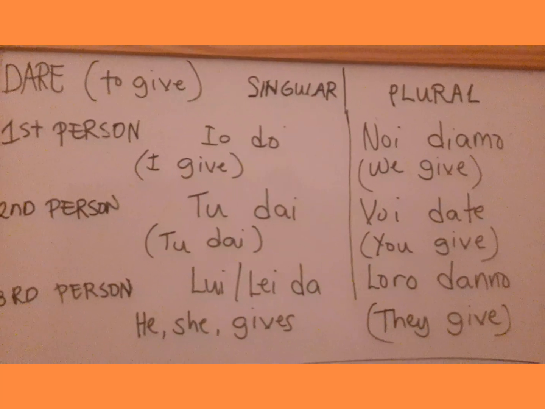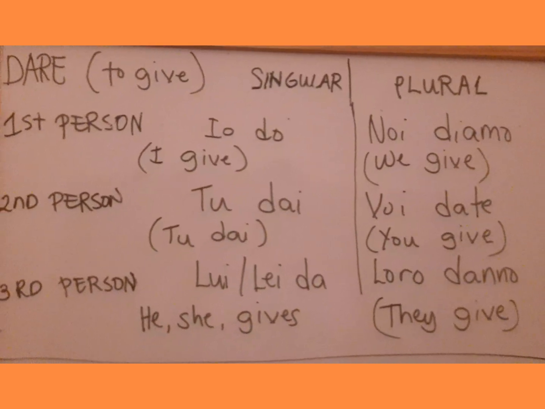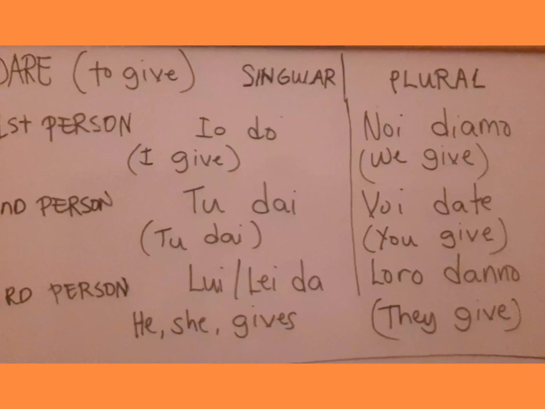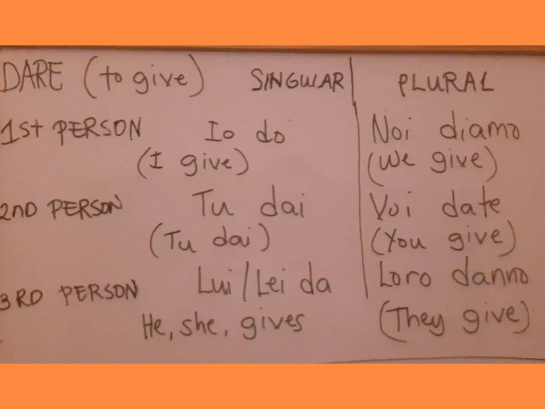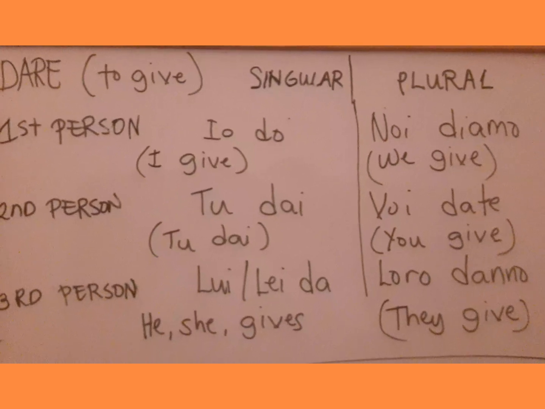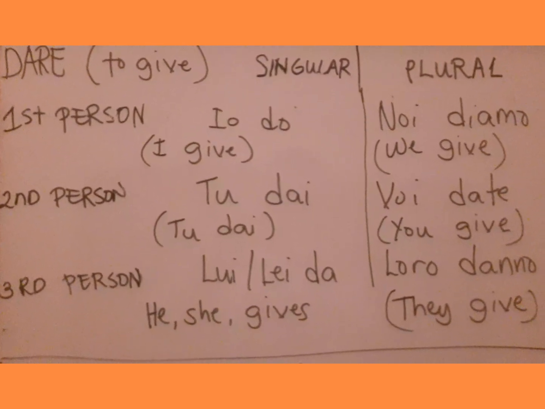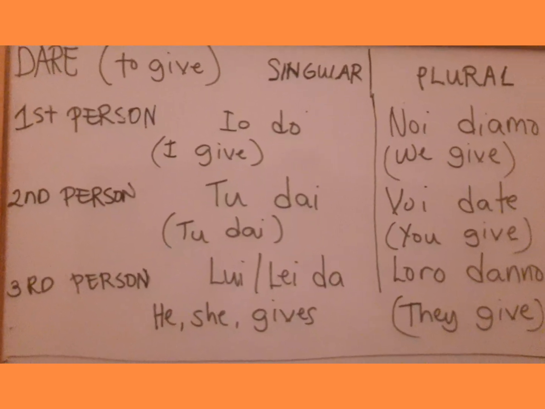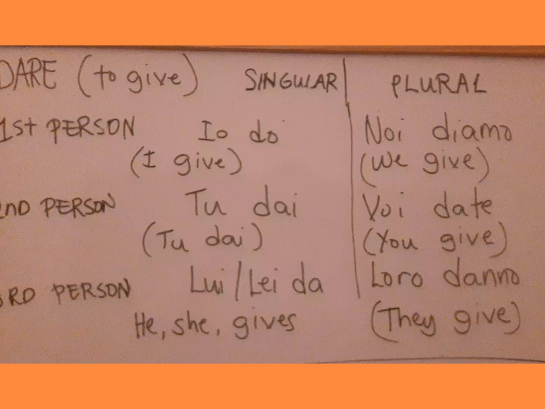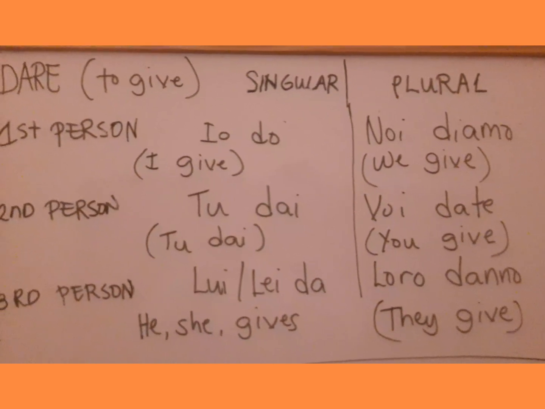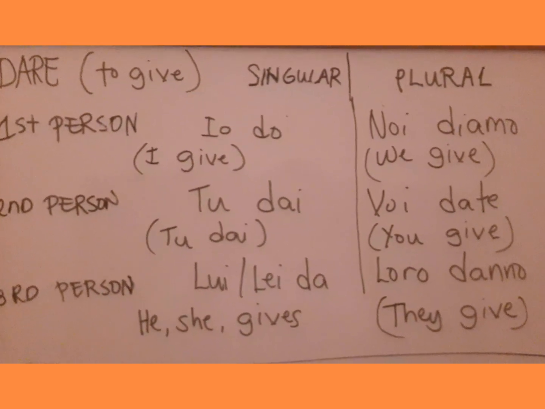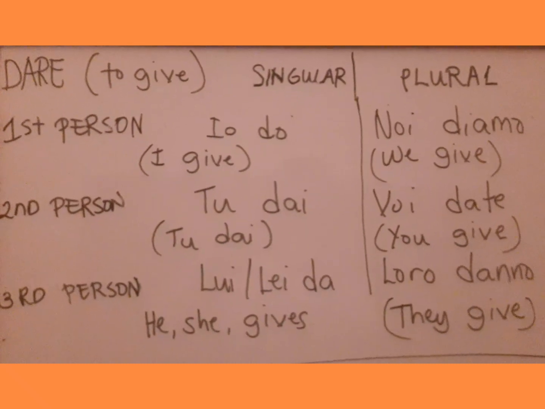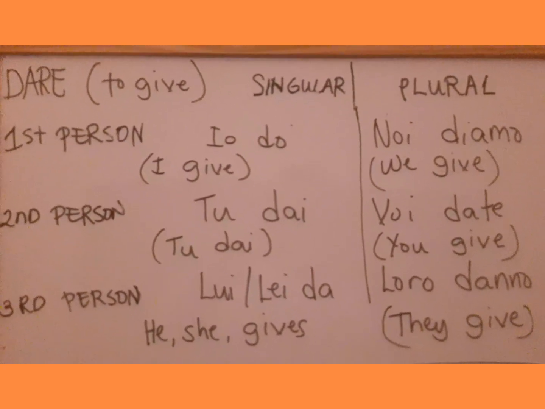Now, here's an example of an irregular verb. Dare, to give. Io do, I give. Tu dai, you give. Lui, lei dà. He, she gives. Noi diamo, we give. Voi date, you give. Loro danno, they give. Irregular verb, dare, to give.